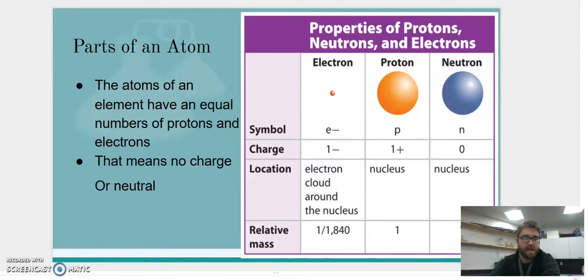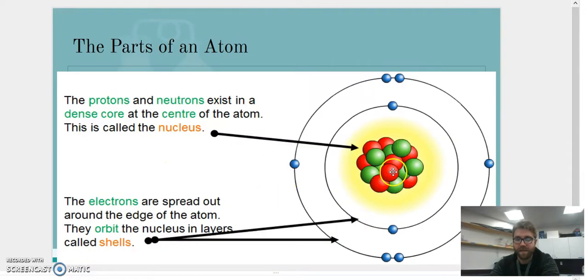Now let's look at that a little bit more closely. Here we have another picture of the atom. Here in yellow, in this little yellow circle, this is our nucleus. Remember, the nucleus is the center of an atom. We have protons and we have neutrons in the center. Electrons exist as shells or clouds around the outside of the nucleus. And those are all the different parts of the atom you need to know.